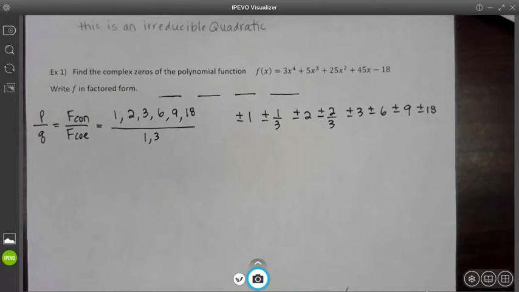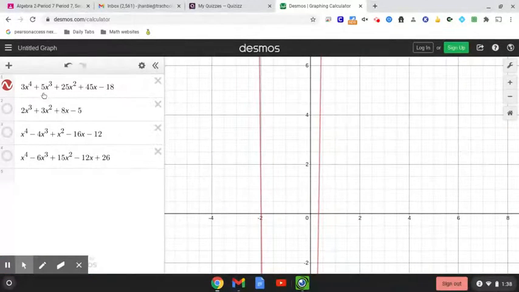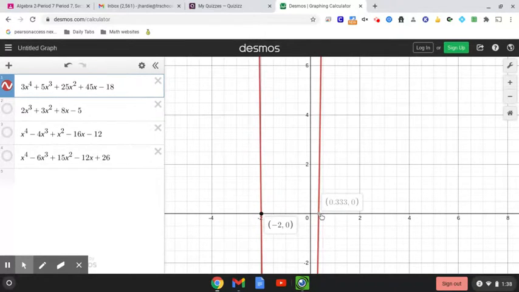All right, I actually am going to show you on Desmos instead. So here I've typed in that equation, and I can see that it looks like it's crossing over at x is -2, and it looks like another one is at 1/3. So that means I could try either one of these to start breaking this degree 4 polynomial down. I'm going to do -2.